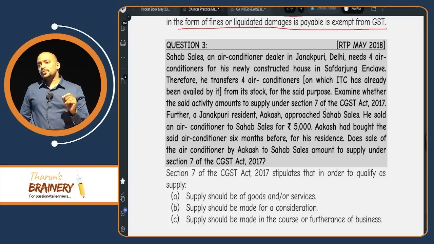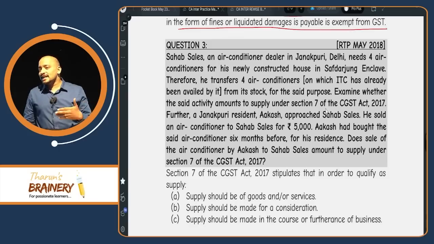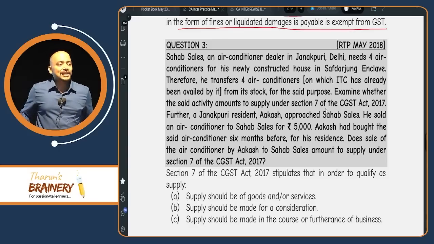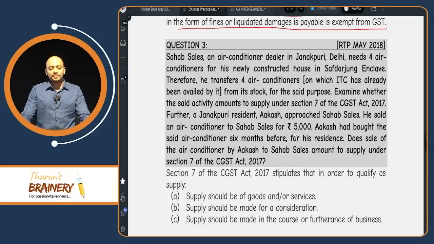In that 7.1c, what is the first point? Disposal of business asset on which ITC is available. So that will become supply under 7.1c. Then further, a Janakpuri resident, Akash, approached Shahab Sales.